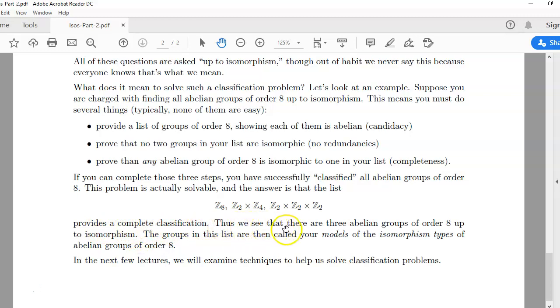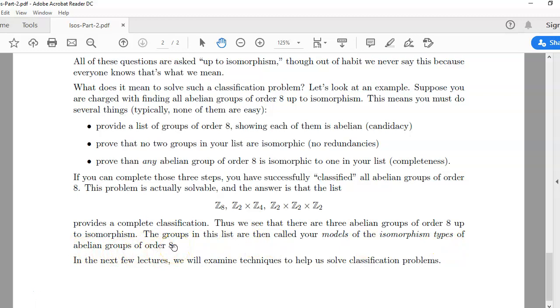Thus, we can summarize this by saying there are 3 abelian groups of order 8 up to isomorphism. The groups in this list are then called the models. Okay, so these are the 3 models of the isomorphism types of abelian groups of order 8.